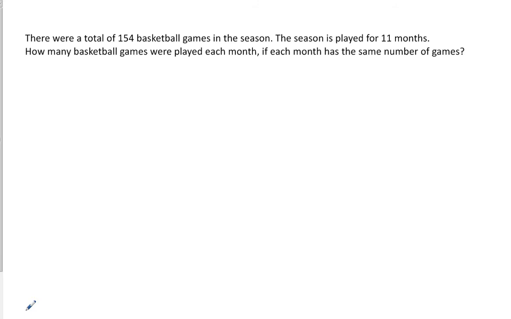There were a total of 154 basketball games in the season. The season is played for 11 months. How many basketball games were played each month if each month had the same number of games? So again, I'm saying this word each month, and that indicates to me that I need to do a division problem. The 11 goes with months, so that becomes my divisor. So it's 154 divided by 11.